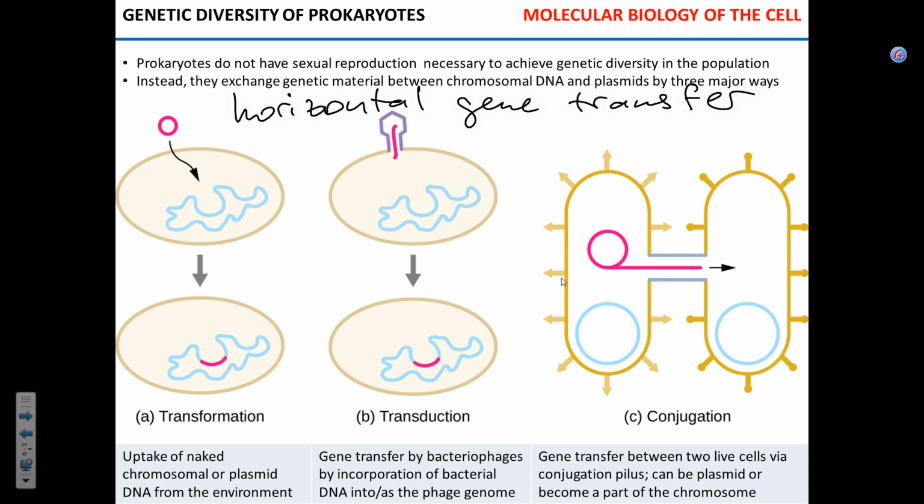Transformation, when DNA, either in the form of a plasmid or a fragment of a bacterial chromosome, is taken up by the bacterial cell and is either incorporated in the genome or, alternatively, which is not shown in this picture, may remain a plasmid in the cytoplasm. Make sense so far?